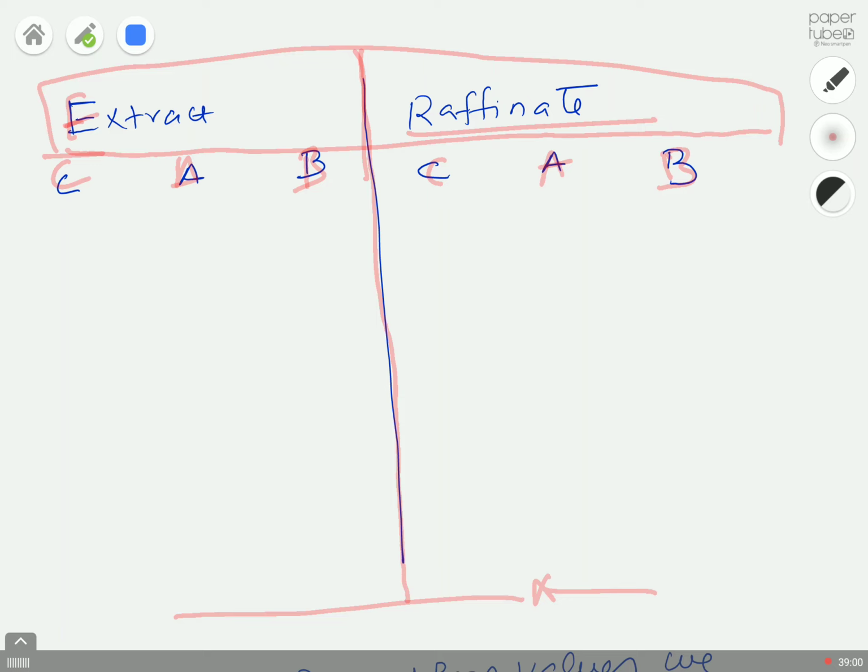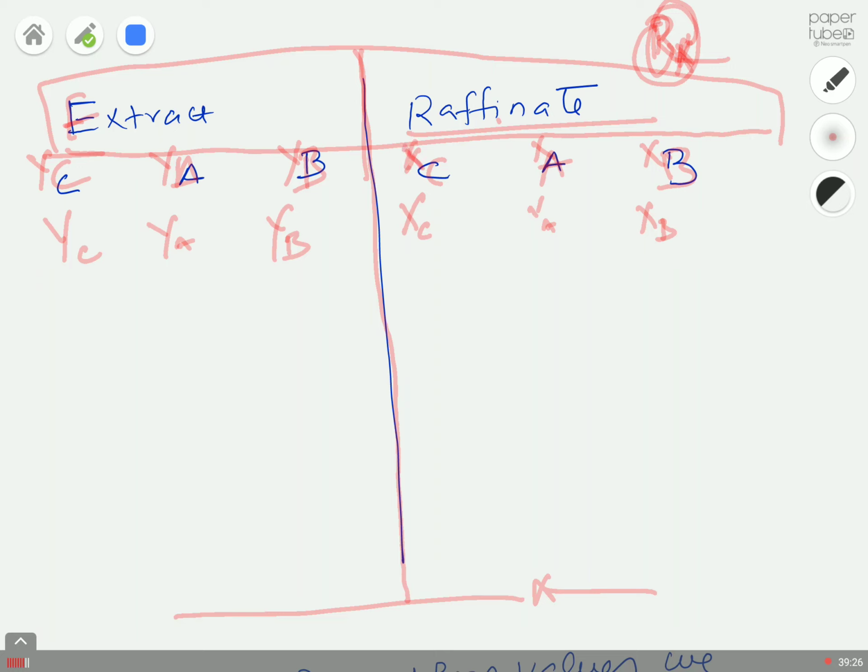Always remember some trick. I put this Rx, and then you put X, X, X, and then here you put Y, Y, Y. So this is Y suffix C, Y suffix A, Y suffix B, and here is XC, XA, and XB. Try to remember this notation. I put this Rx, everybody knows what this means: raffinate, which means X.